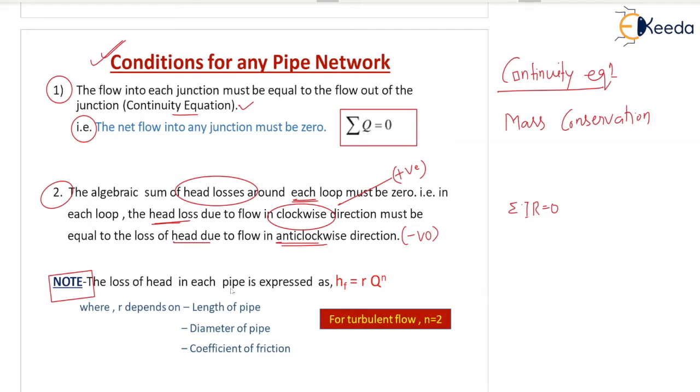The loss of head in each pipe is expressed as HF equal to R Q to the power N. Correct. So this we are going to see in the next step. Let us understand the direction. This direction we can understand with the help of the second point: the algebraic sum of the head losses around each loop must be 0. How can we get 0 actually?